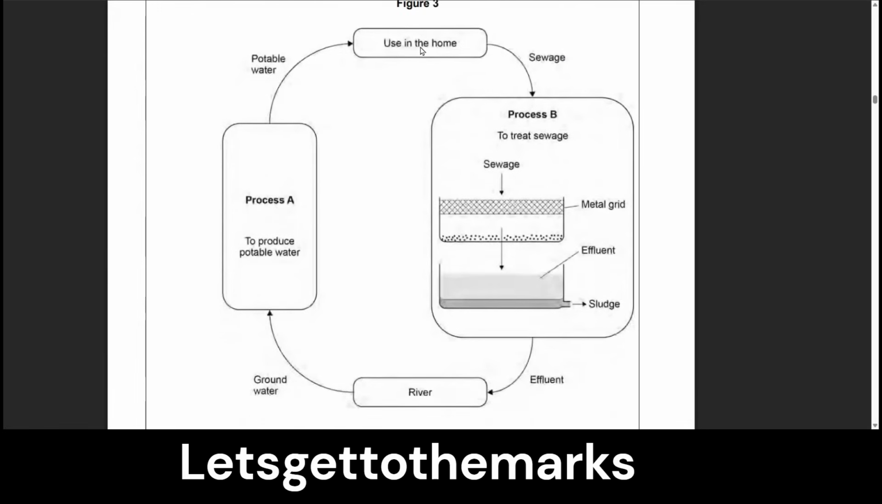So we've got water used in the home, which goes down your toilet, shower, bath, or sink into the sewage. Process B, treated in the sewage. There's a grid treatment, and we get effluent and some sludge coming out. Then the effluent is put back into the river, and then it rains into groundwater, and we use potable water. That means water we drink, cook our rice in, make our tea with, and use in the home. Lovely. And then we wee that out again.